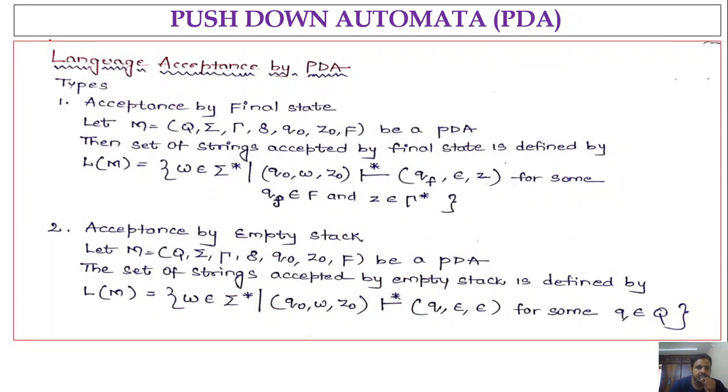Next part, this is the most important one: language acceptance by pushdown automata. To accept the given language, we can construct a pushdown automata that has a final state, that means it accepts the language by going through the final state. Or you may also construct a pushdown automata that accepts the language by empty stack. So there are two ways in which we can construct the pushdown automata for a given language: first, accepting by entering the final state, or second, accepting by empty stack.